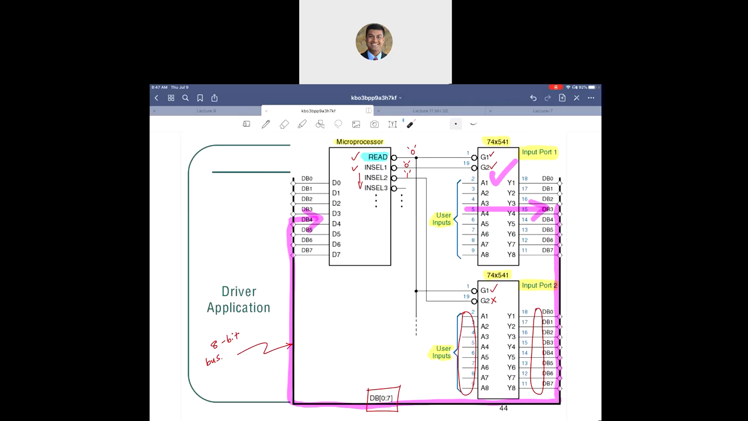Read is active when you're trying to read, right? So if you don't want to read, maybe you want to write, you have to make this high, right? Because it's active low. All right, questions about this?